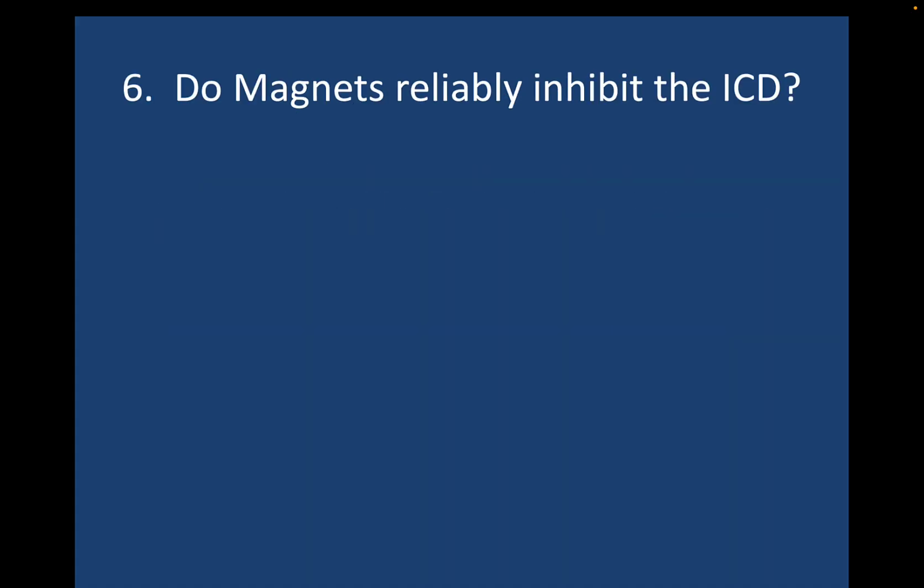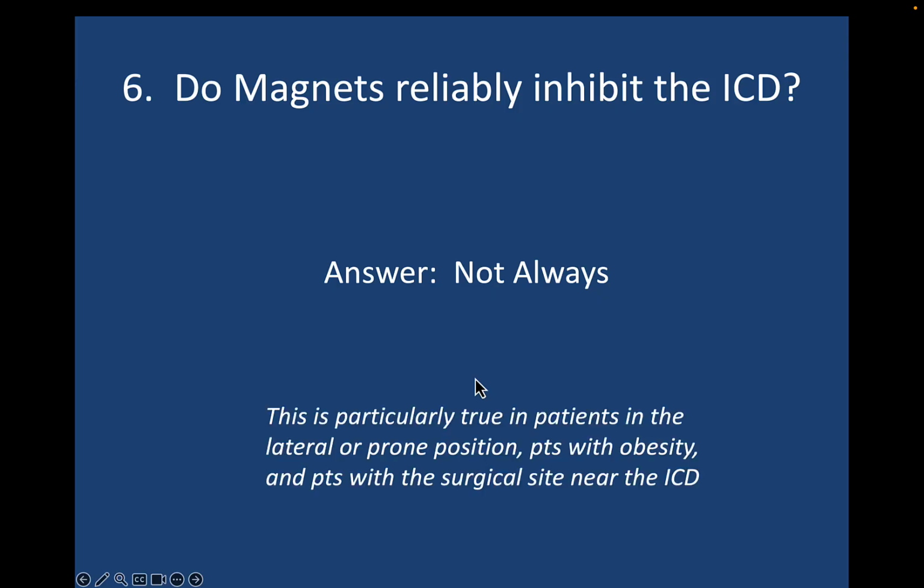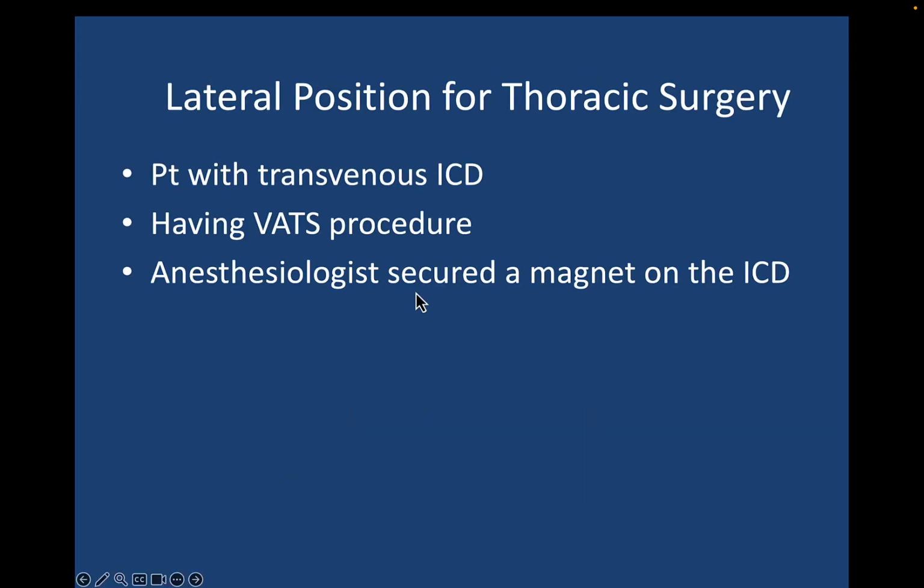So it's not too surprising when I give you the answer to the sixth question: do magnets reliably inhibit the ICD? And the answer is not always. It's particularly the case when patients are in the lateral or prone position, patients who are obese, patients where the surgical site is near the ICD. So this is an example of a patient who's having a thoracic procedure. He's in the lateral position.